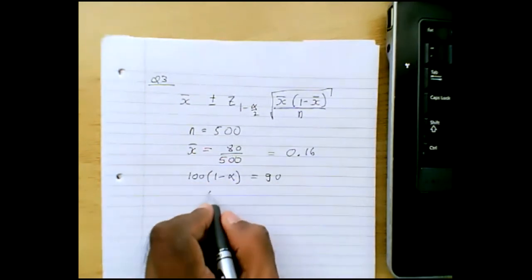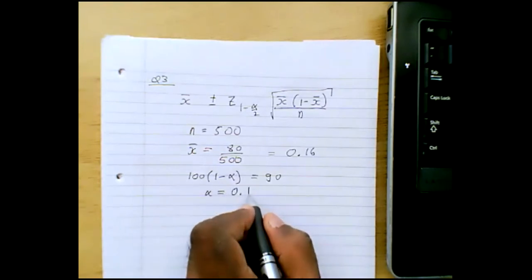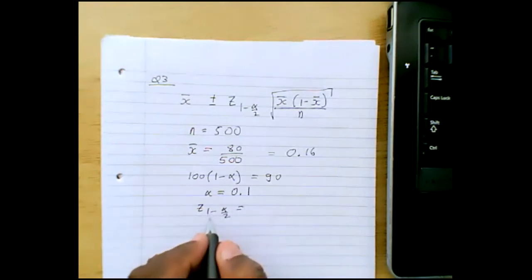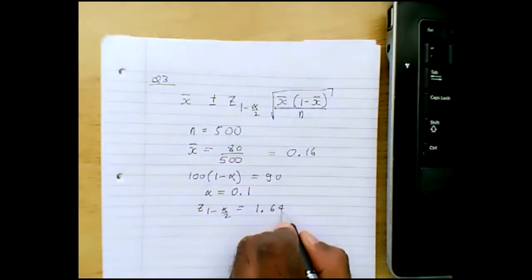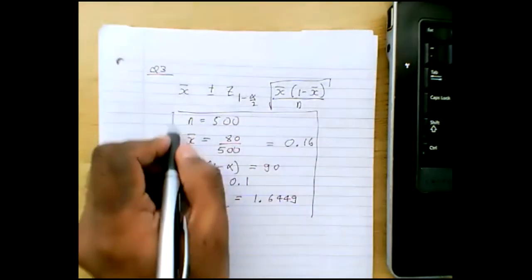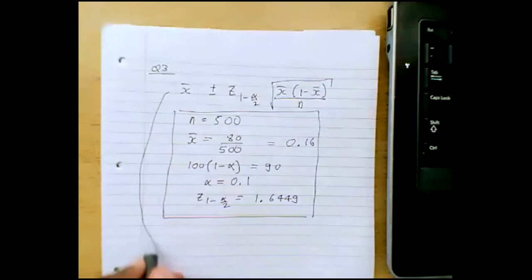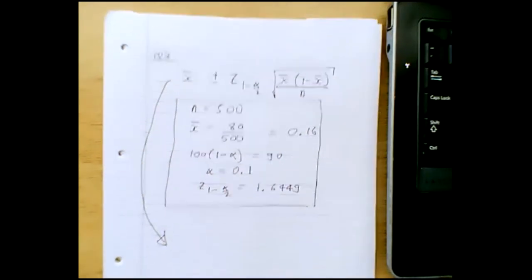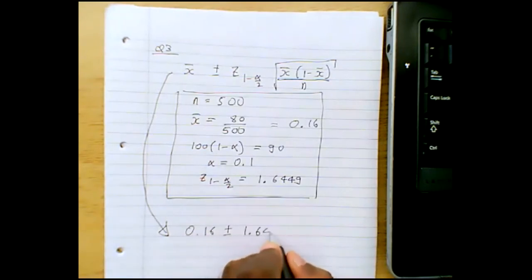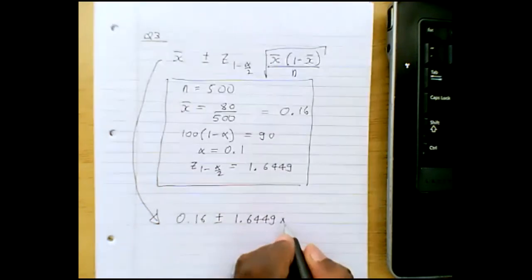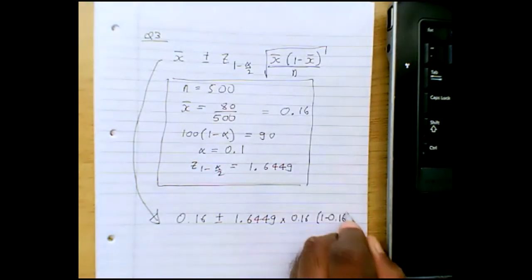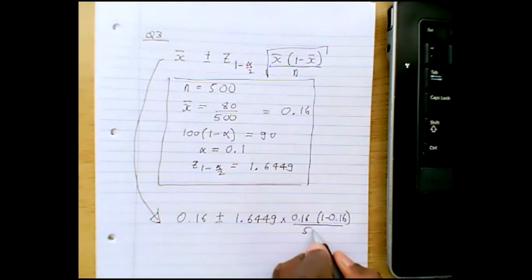All right, so your alpha is 0.1, right? So your z 1 minus alpha by 2 is going to be 1.6449. So given all this, this is what we are given in the question. Now if you substitute this into the formula, this is what you will get: 0.16 plus or minus 1.6449 multiplied by the square root of 0.16 multiplied by 1 minus 0.16 divided by n, which is 500.